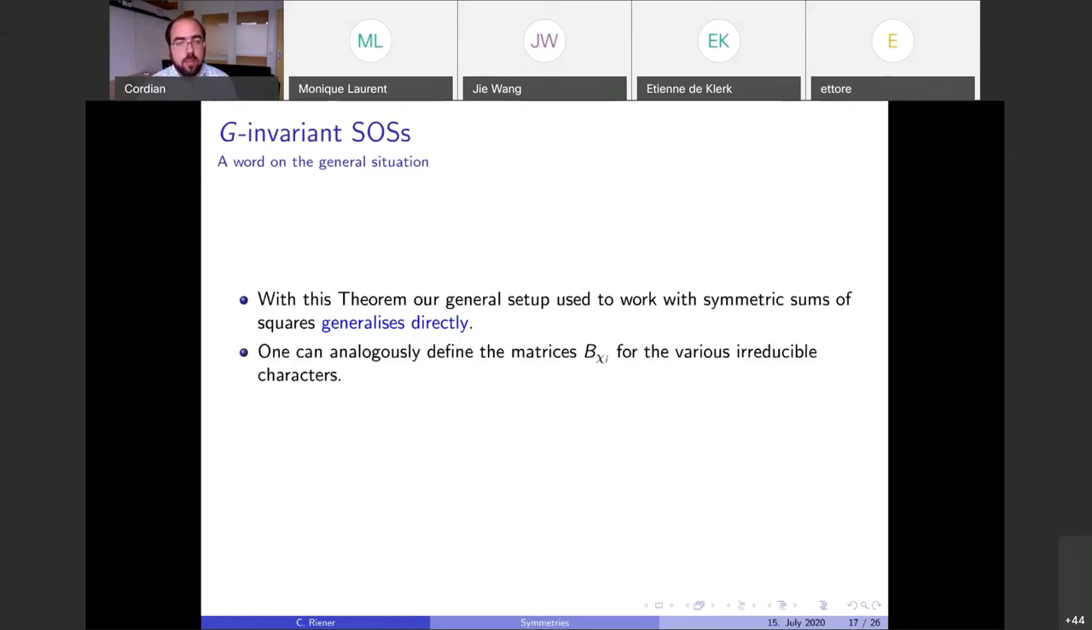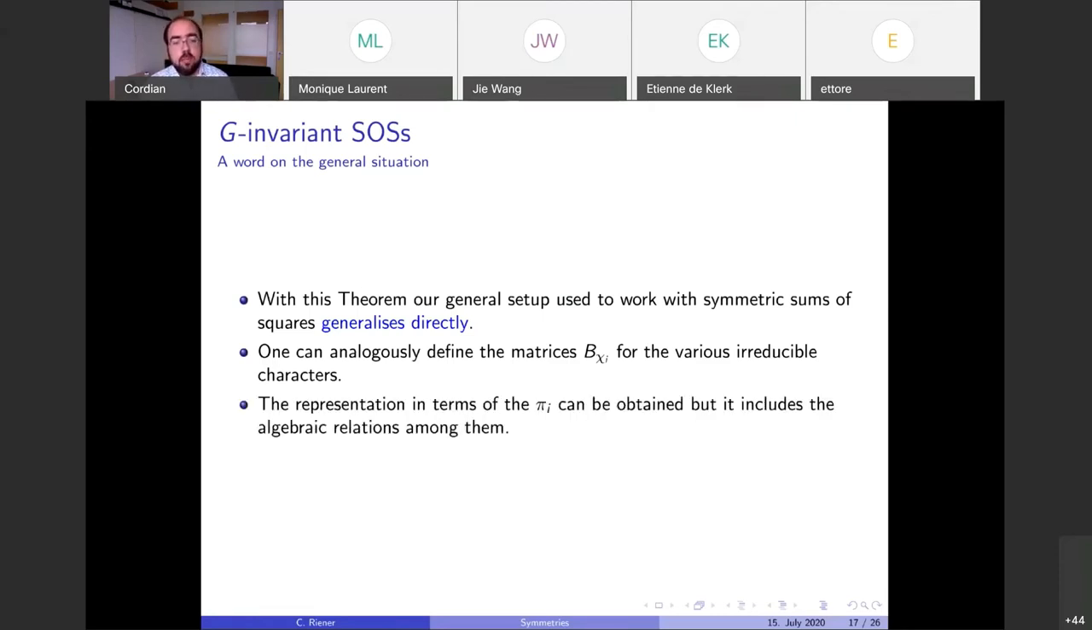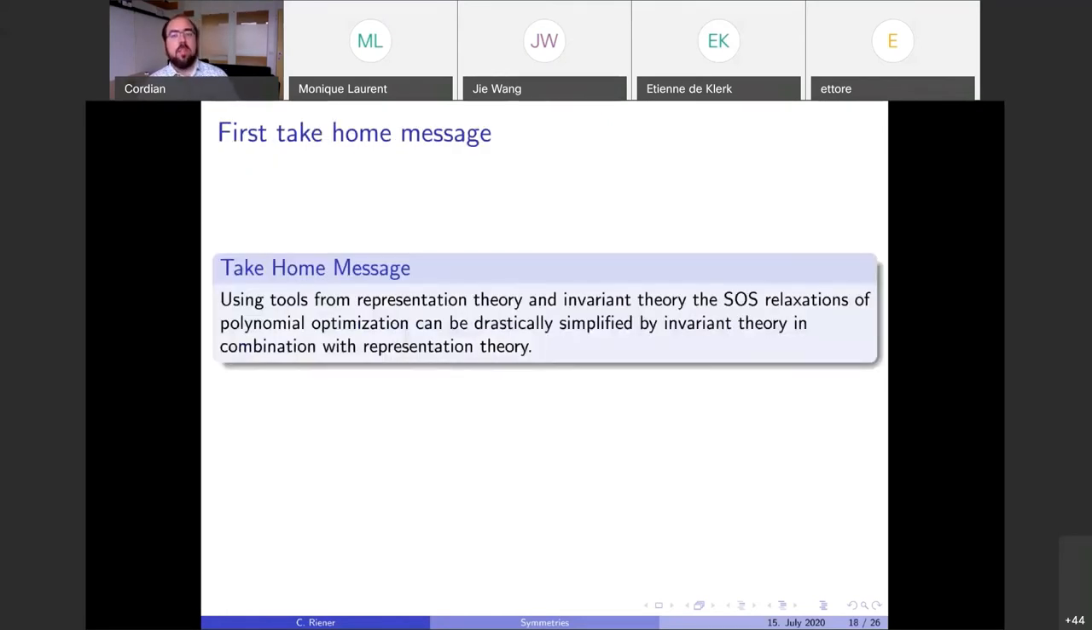One has to define those matrices in a similar way, again using the Reynolds operator for the various characters, and then the representation in terms of the pi can be obtained. But of course, you have many more variables then, and you have to keep track of the algebraic dependencies amongst those polynomials.